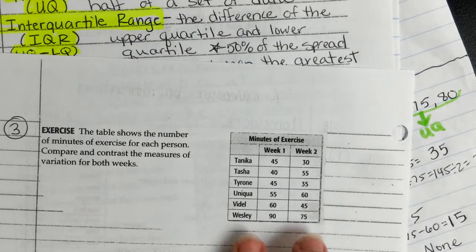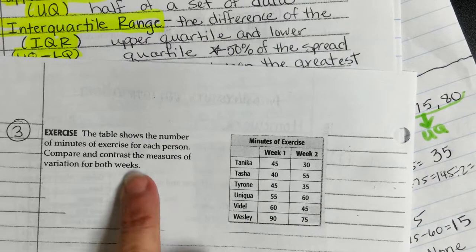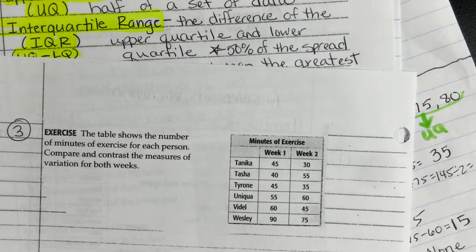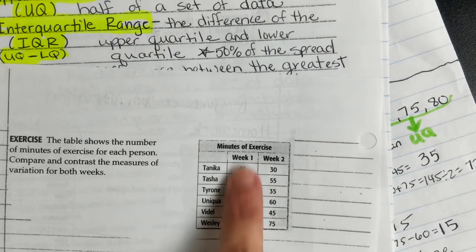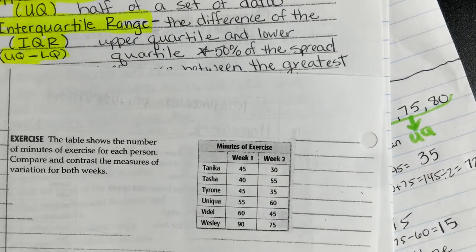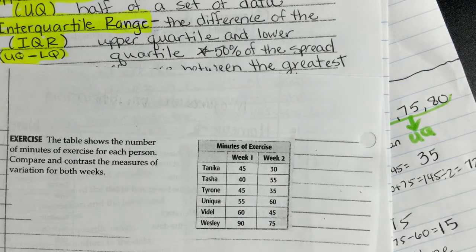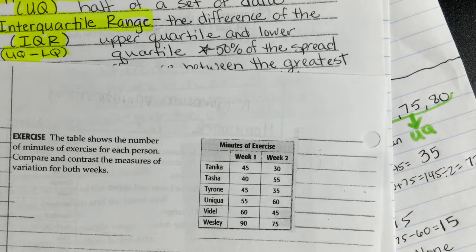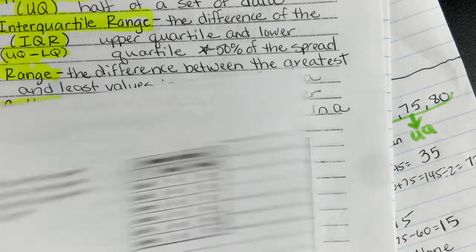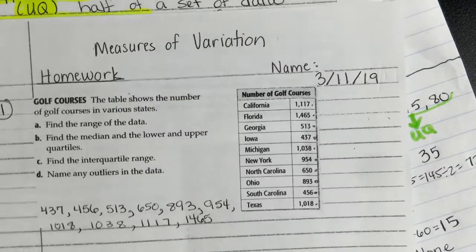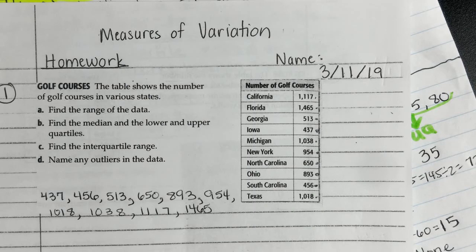On the back, there's one more. On this one, you're basically going to have to do the same thing as the front, but you're going to have to do it for week 1, get all those, and then week 2, get all those. You may now start your homework.